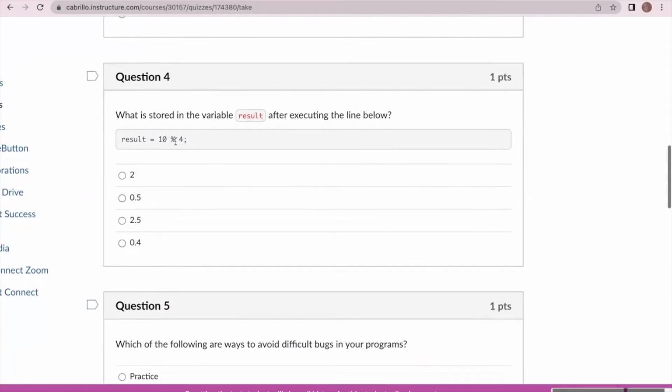All right, what is the value of result after this one? All right, one person says 2. So remember, this is the modulus operator. What it does is basically the opposite of integer division. So integer division will get you the result of that integer division, and modulus gets you the remainder.